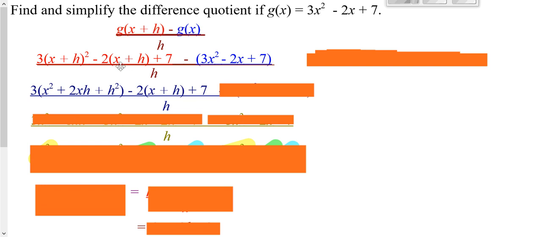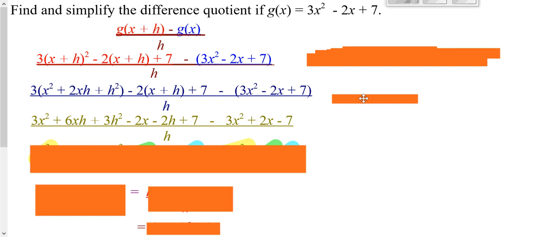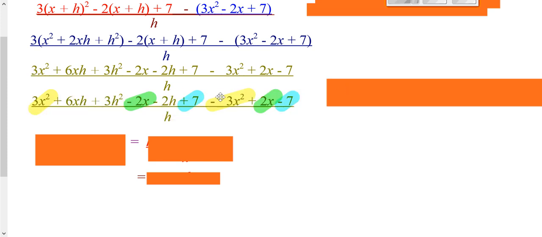Then I could go ahead and get rid of the parentheses by distributing through my 3, distributing through my -2. Still over the h. Now I want to still deal with this part right here because I didn't do that before. So I can take that and distribute the negative into my parentheses. Now I get this. Once I'm here, I can start collecting like terms. A 3x squared and a -3x squared, a -2x and a +2x, a +7 and a -7.